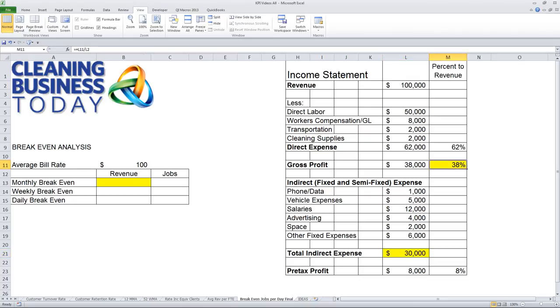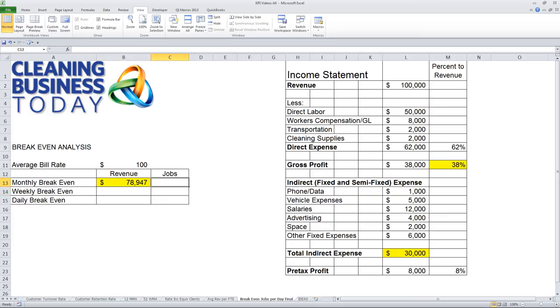And our gross profit percent, which is 38%, if I take my fixed expense, my $30,000, and divide it by my gross profit percentage, which in this case is 38%, I get a number of almost $79,000. So that's how much revenue I need to generate on a monthly basis in order to break even.